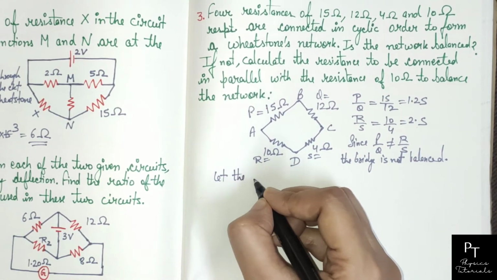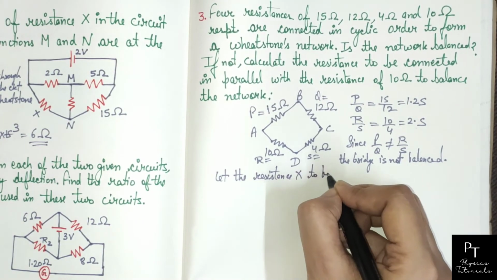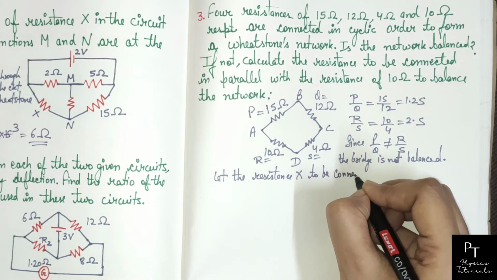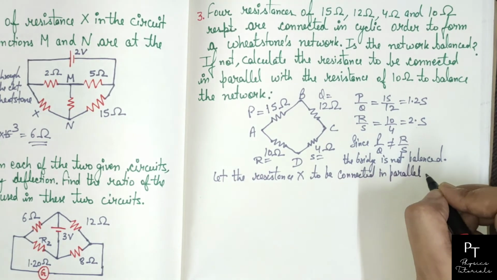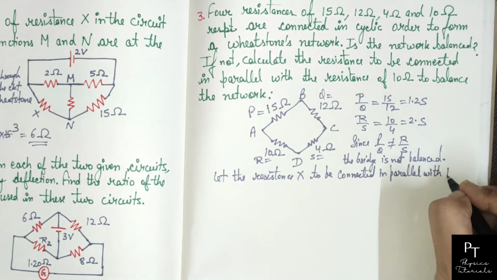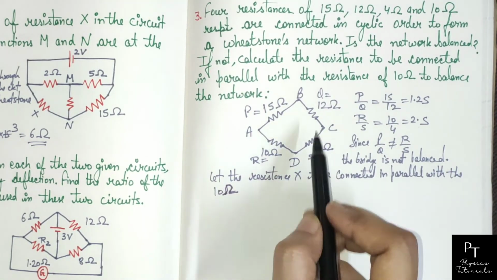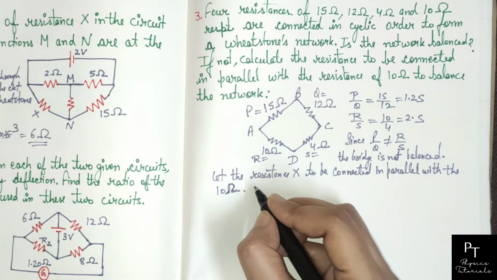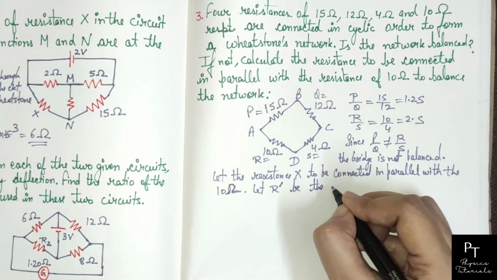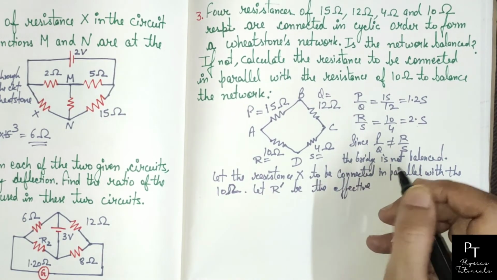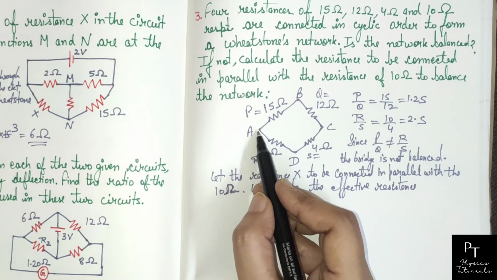Let the resistance X be connected in parallel with the 10 ohm resistance to balance this network, and let R dash be the effective resistance between the points A and D.